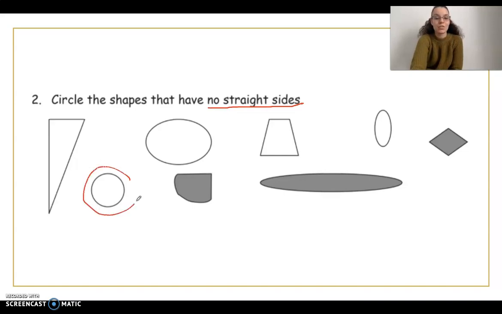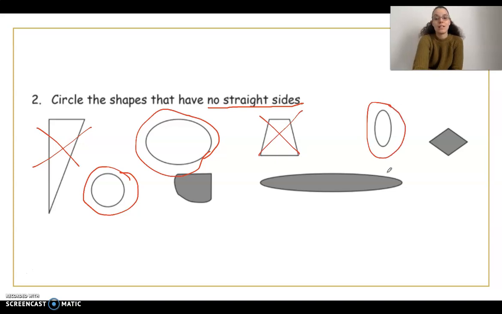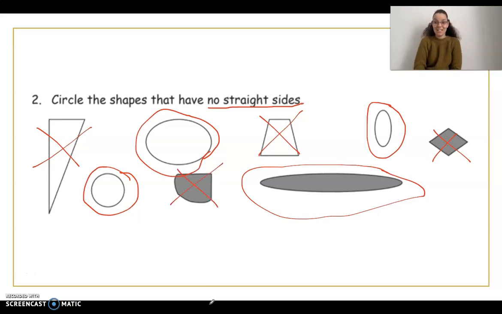Well, this has no straight sides. This has 3 straight sides. No. Ooh, this has no straight sides. This has 4 straight sides. This has no straight sides. This has no straight sides. 4 straight sides. And this has, it almost has, but there's 2 straight sides there. Did you get those all correct? Nice job.